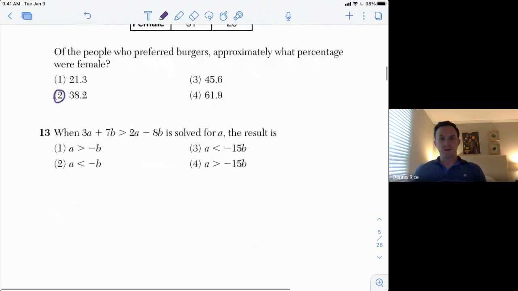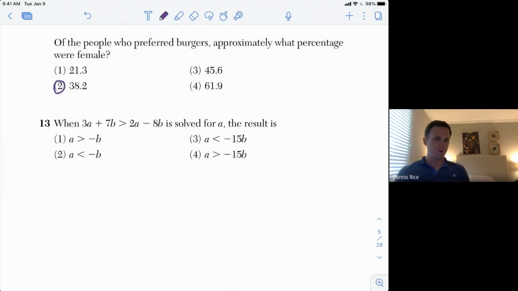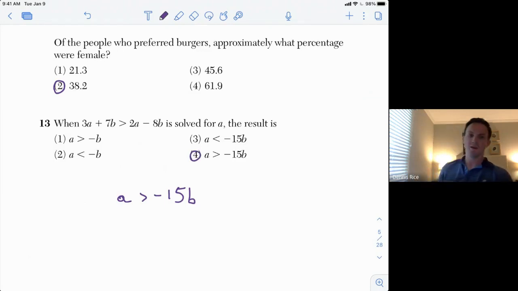All right, we're flying by here. 13, solving the inequality for A. Move the 2A to the left by subtracting. Move the 7B over by subtracting. You get negative 15B. So A is greater than negative 15B. Choice 4? Yeah, that's pretty easy. Negative 8 minus 7 is negative 15. Be careful for people putting choice 1. You just made a mistake with 8 and 7. We good so far?